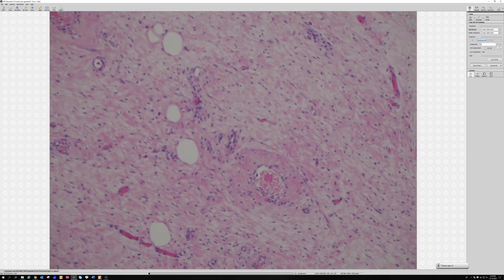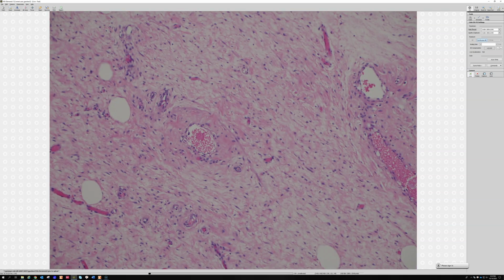And I guess I should have put it out there. That's a really nice one. You can see the same thing again. Here's a vessel, and then the little thin, smooth muscle cells stretching away from it.